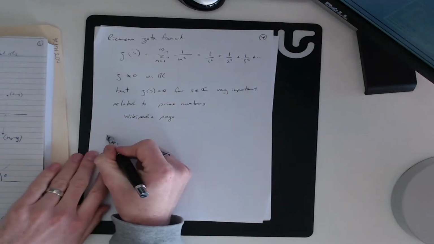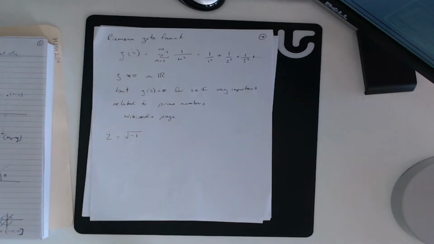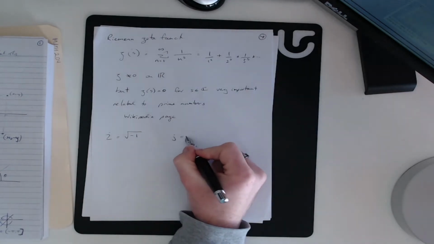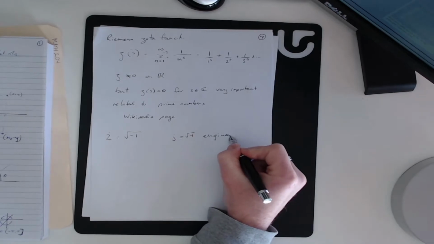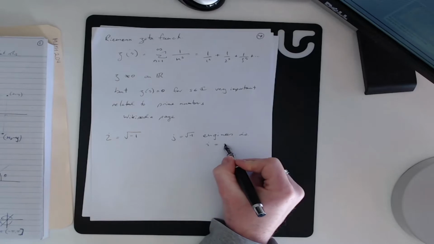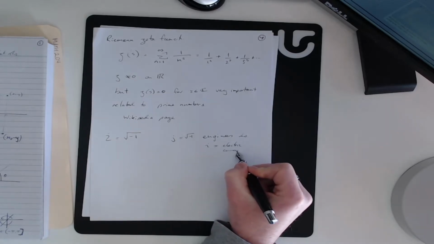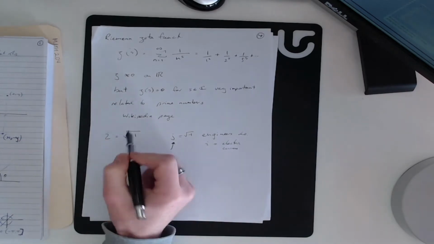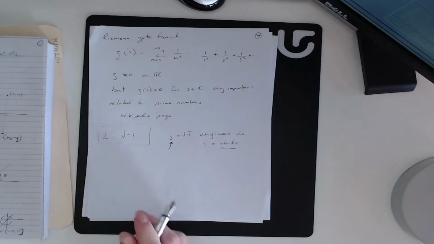Okay, now I've written down i equals square root of minus 1. And it's important to note that some people use j equals square root of minus 1. In particular, engineers do, because i is electric current. So just remember, sometimes you're going to see square root of minus 1 written as a j, but for me and for this class, it's always going to be i, the square root of minus 1.